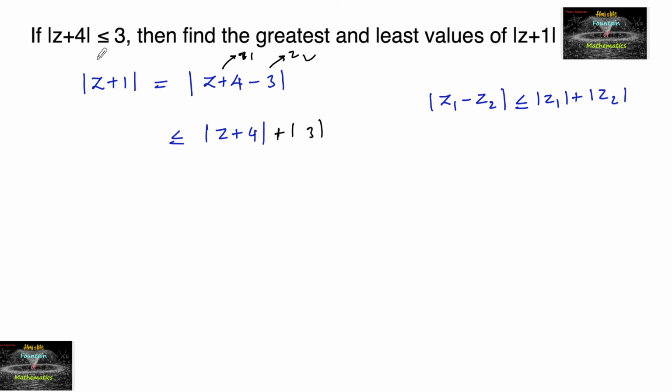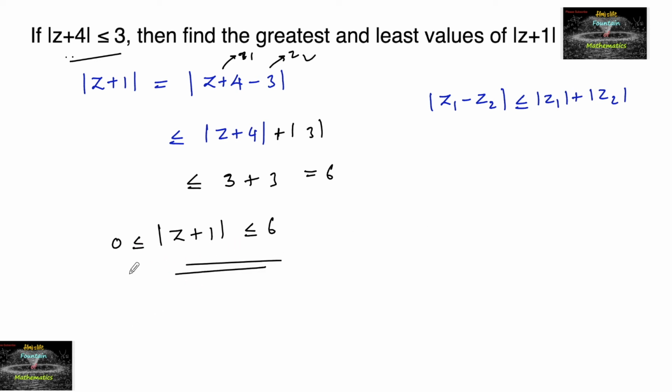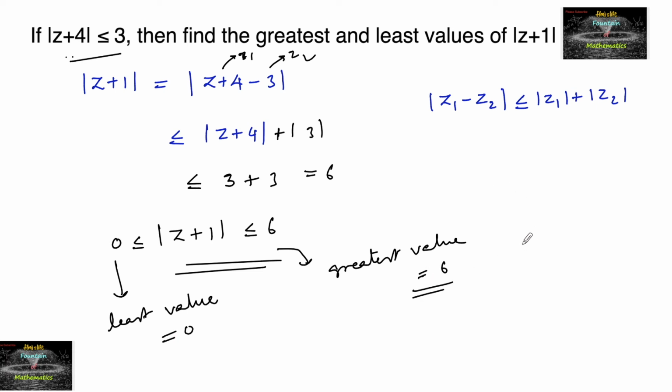We know that mod of z plus 4 is less than or equal to 3. So this is less than or equal to 3 plus modulus of 3, which is 3. So 3 plus 3 is 6. So mod of z plus 1 is less than or equal to 6. And also we know that modulus is always greater than or equal to 0. So we can write 0 less than or equal to mod of z plus 1 less than or equal to 6. So the least value is 0 and the greatest value is 6. Least value is 0, greatest value is 6. Okay, right? Thank you.